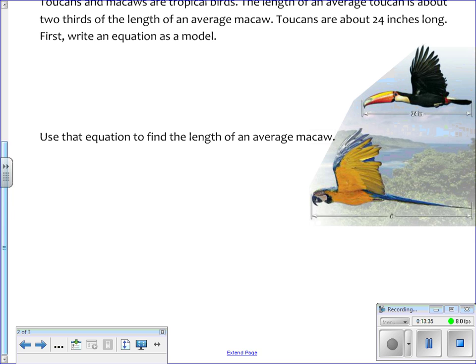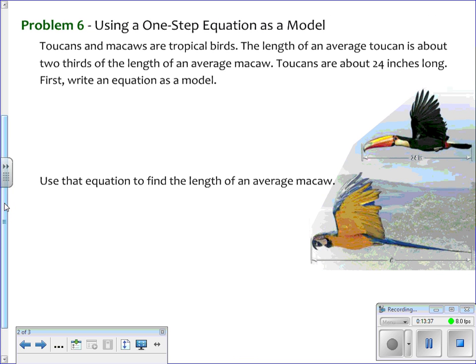Word problems. I know everybody hates word problems, but word problems is where math hits reality. Although the ones you guys have are really kind of made up, they're really kind of useless. But you do the best you can with the math you have in front of you. So toucans and macaws are tropical birds. The average length of a toucan is about 2/3 the length of an average macaw. Toucans are about 24 inches long.